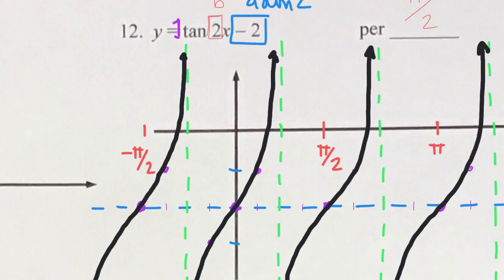Okay, tangent is an increasing function, so the y values on the left side of your asymptote are negative, and the y values on the right side are positive. So our graph grows from left to right as we go on our axis.